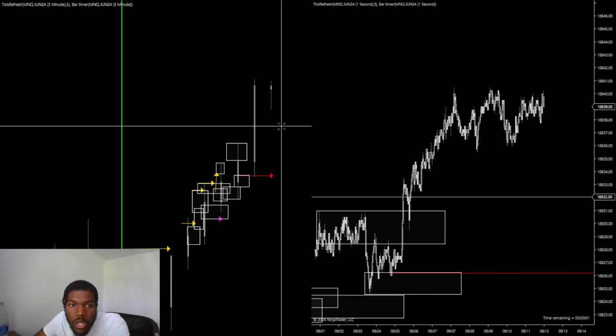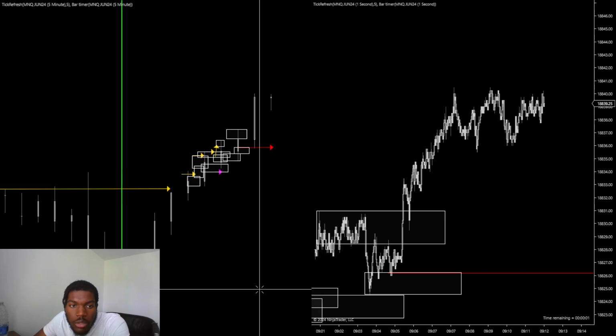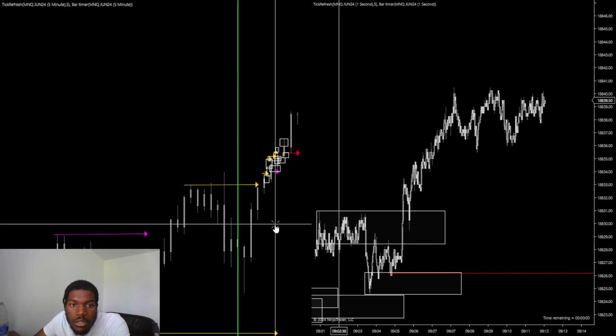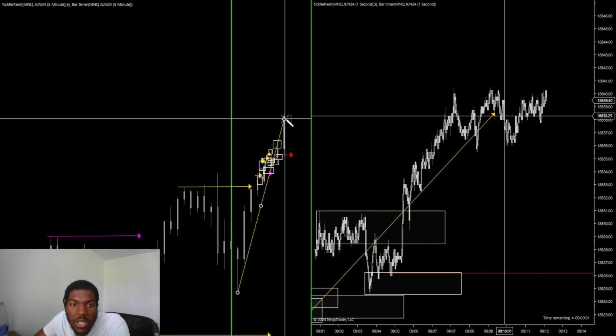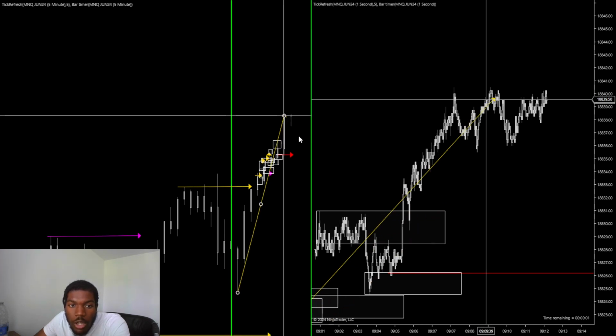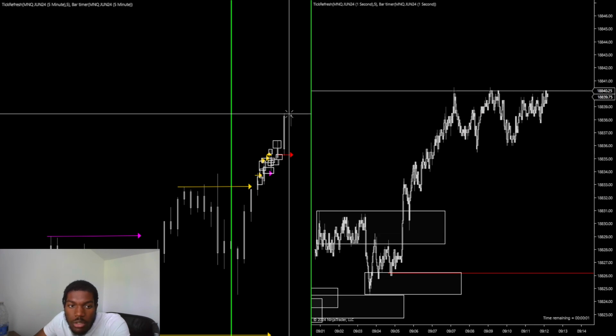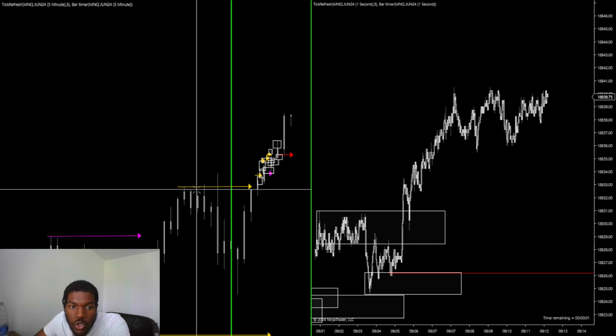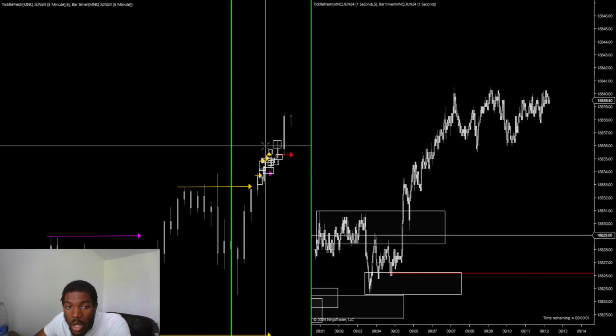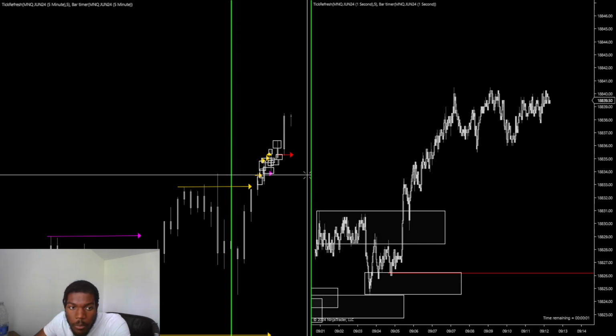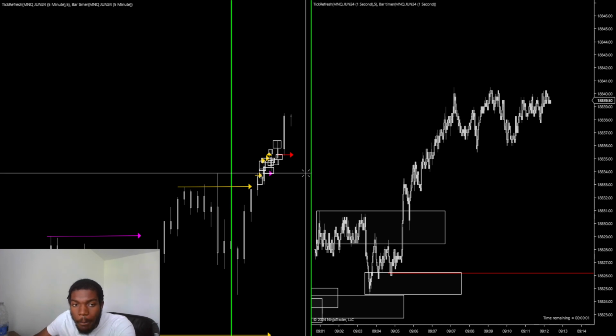So I'm still waiting for a move below. Even though price is making its way up, I'm not looking to get in a buy position. Why? Because we just broke above a structural high. I'm looking for shorts. I'm looking to sell. That's me applying the rule, don't buy high.